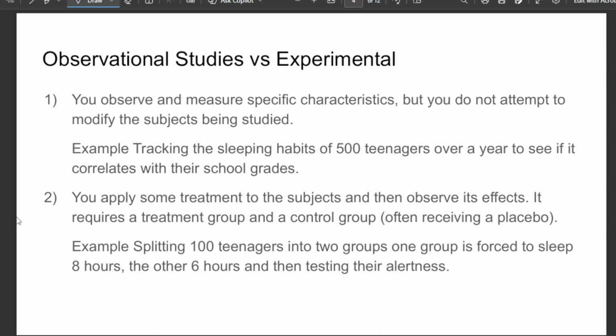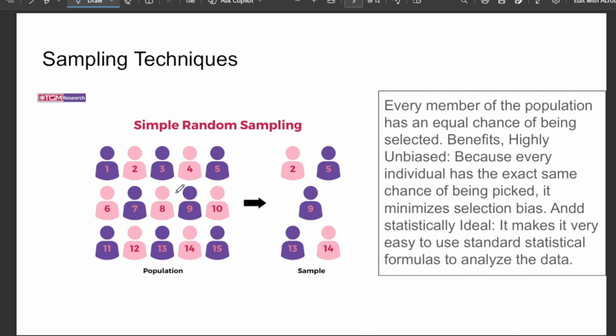The benefits: it's highly unbiased because every individual has the exact same chance of being picked, and it minimizes selection bias. Also, it's statistically ideal. It makes it very easy to use standard statistical formulas to analyze the data. An example would be drawing 100 employees' IDs out of a digital hat, or some sort of software, maybe Python.